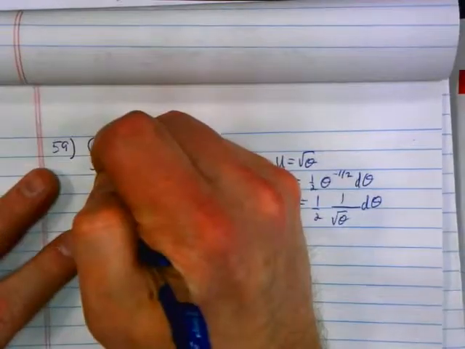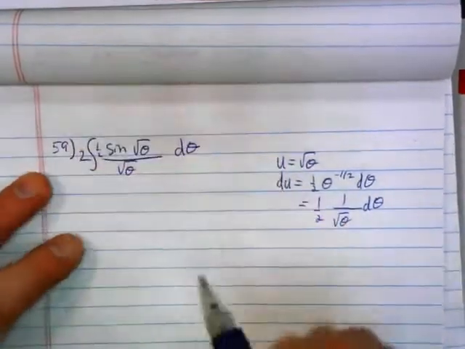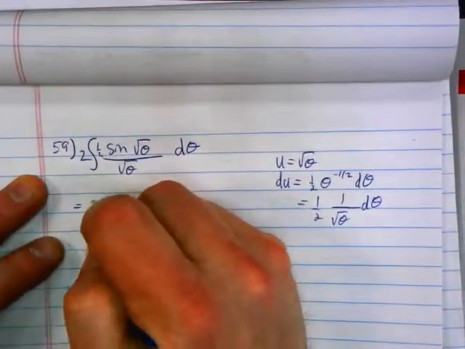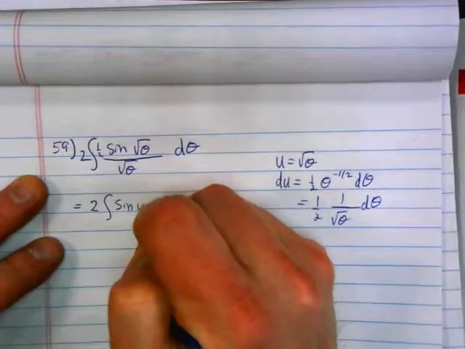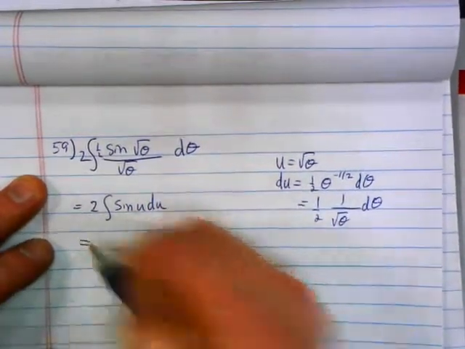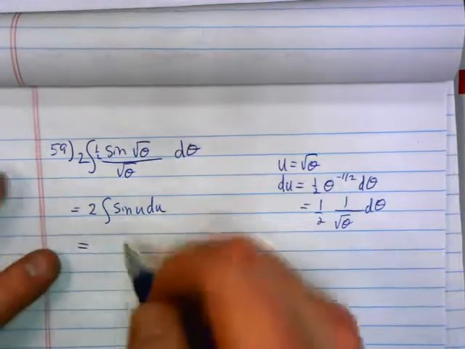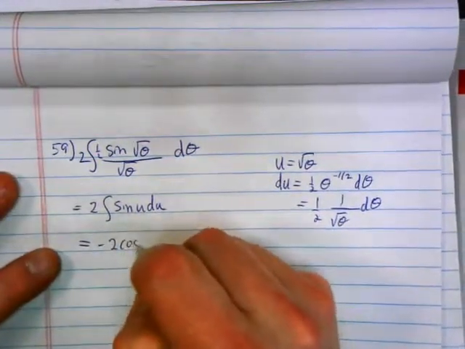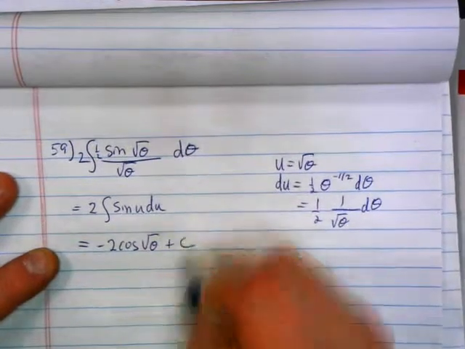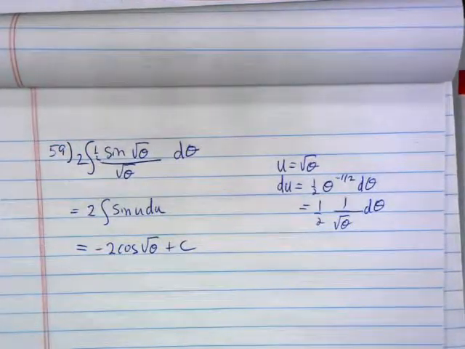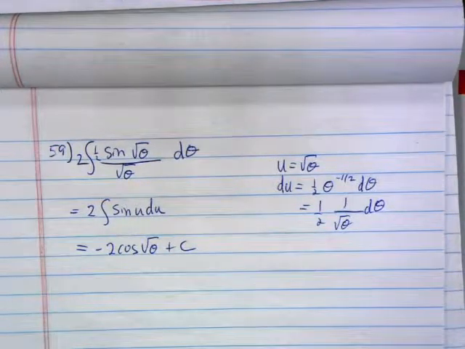So I need a 1/2 in here, but then I need to balance that with a 2. So this ends up as 2 times the integral of sine u du. What's the integral of sine u? Negative cosine u. So this is negative 2 cosine of square root of theta plus c. So that one didn't need any fancy substitution. That was a standard, straightforward u substitution problem.